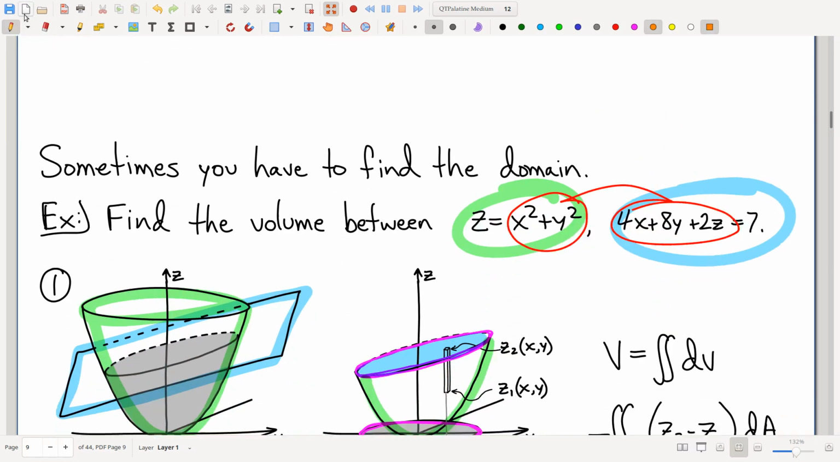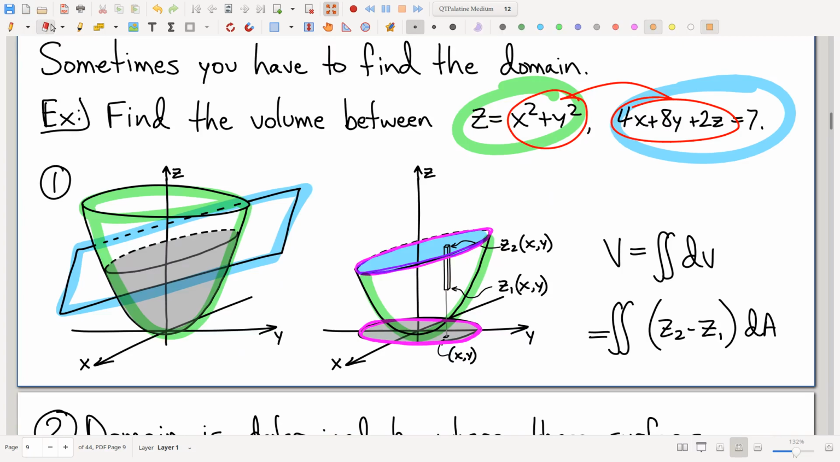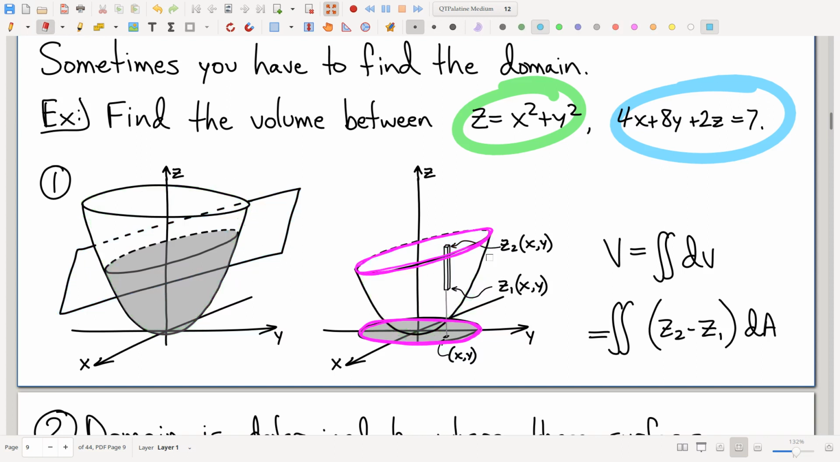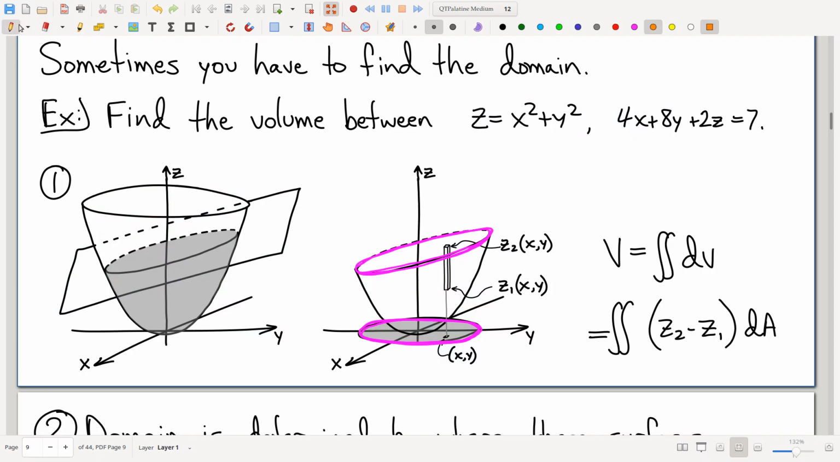So what do you do? What is the right approach here? Okay, so how am I going to understand these points? And it goes like this. For any given point down here in the domain, there's z1 that tells you how far you have to go up to get to the paraboloid.